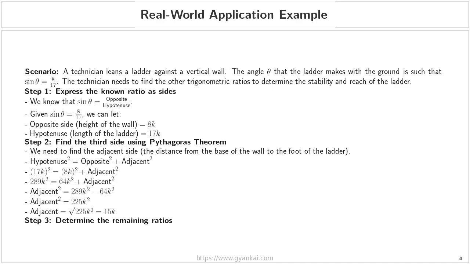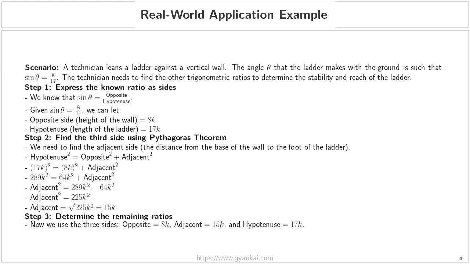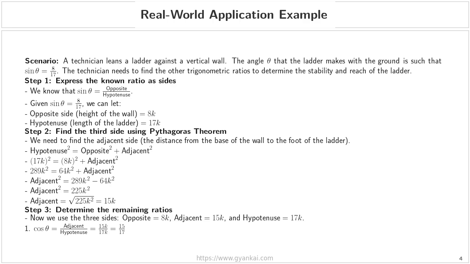Now, for step 3, we can determine all the remaining ratios. We now have all three sides. The opposite is 8k, the adjacent is 15k, and the hypotenuse is 17k. First, cosine theta is adjacent over hypotenuse, which is 15k over 17k. Notice how the k cancels out, leaving us with 15 over 17.